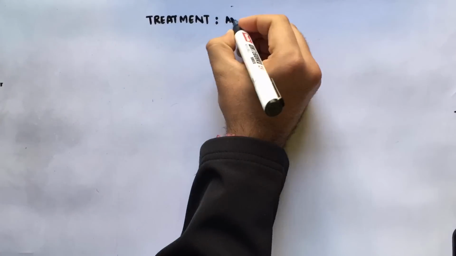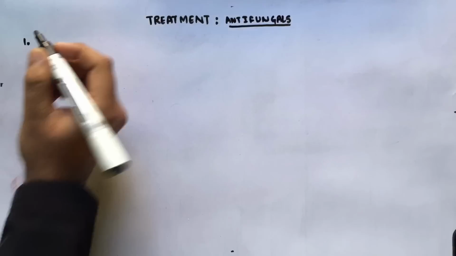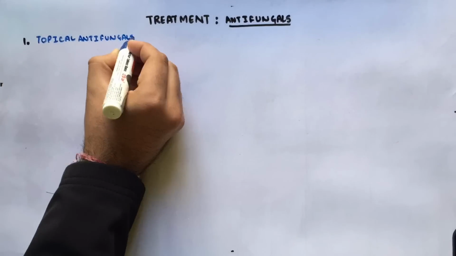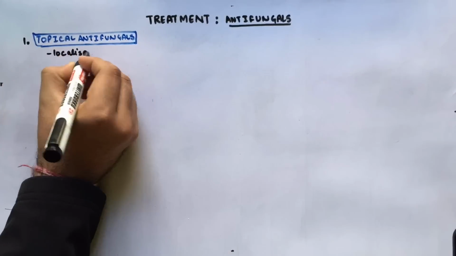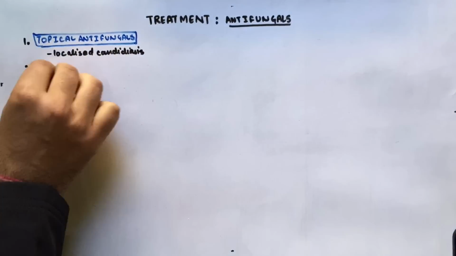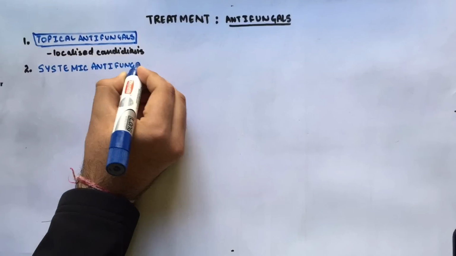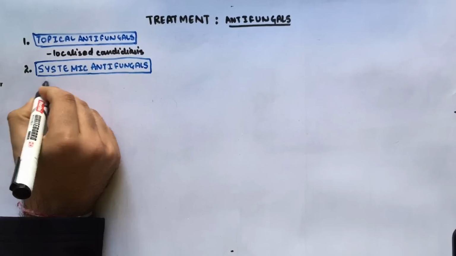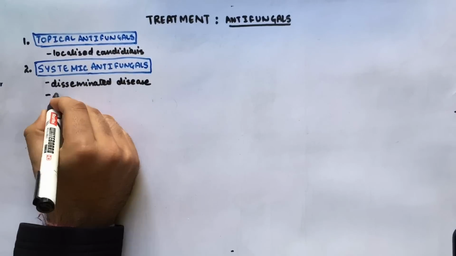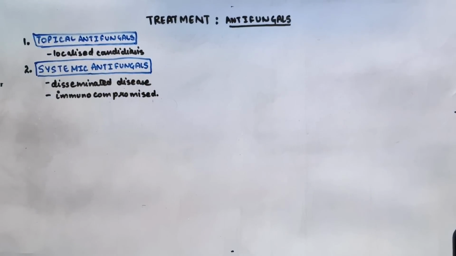Now, what is the treatment? Antifungals are the drug of choice. But which? The topical ones or the systemic ones? The topical antifungals are the drug of choice in localized candidiasis, whereas in disseminated form of the disease, systemic antifungals play an important role.